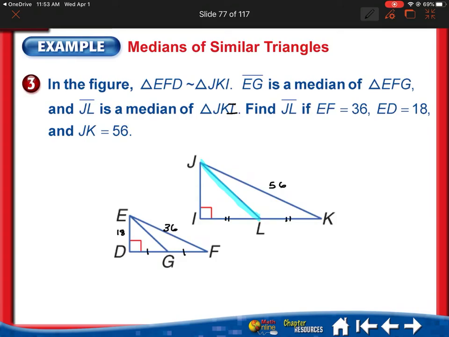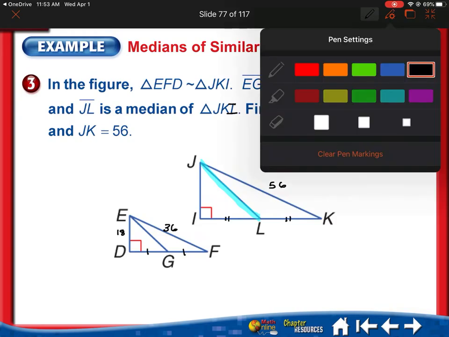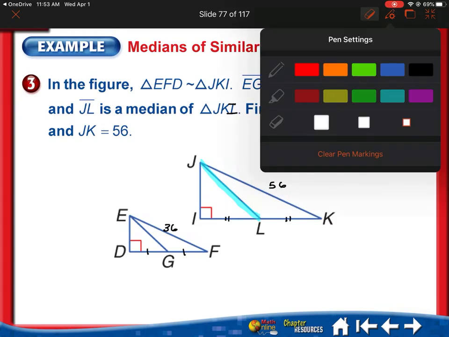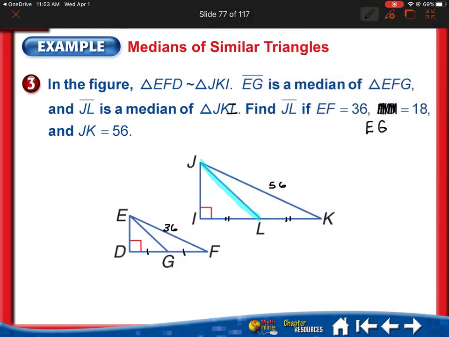All right. And I know E to D. I just realized in my notes, we have it corrected. That should be E to G. I was going to say it's almost impossible to find J to L if we don't know E to G. So let's go ahead and change that. E to G is 18. All right, this looks a little better.